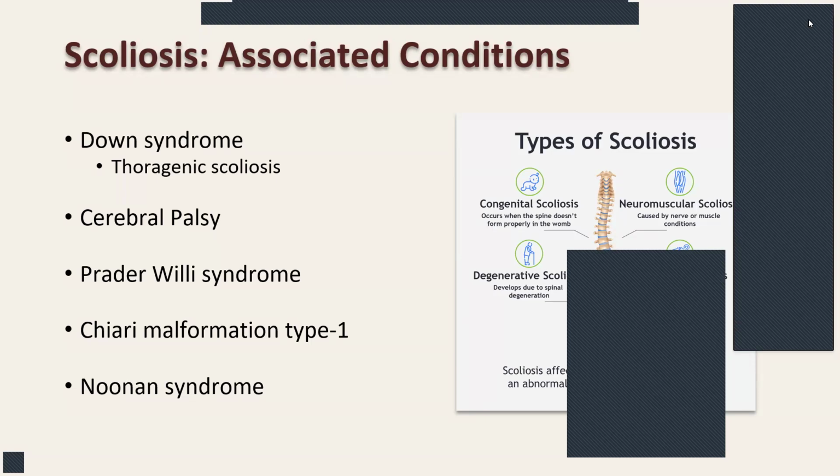Next is the Chiari malformation type 1. This is a structural defect in which the brain tissue extends into the spinal canal. This is often due to a misshapen skull or a smaller than average skull. 20% of individuals with this Chiari malformation will develop scoliosis as a result. This rate increases up to 60% in individuals who have a co-occurring syringomyelia.